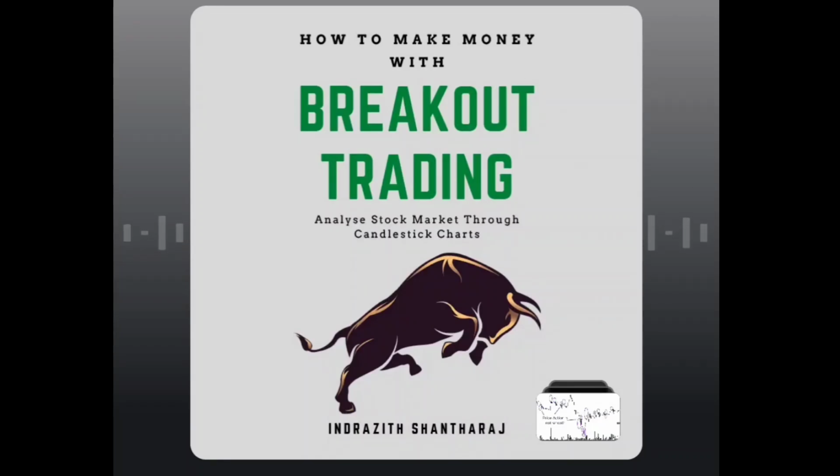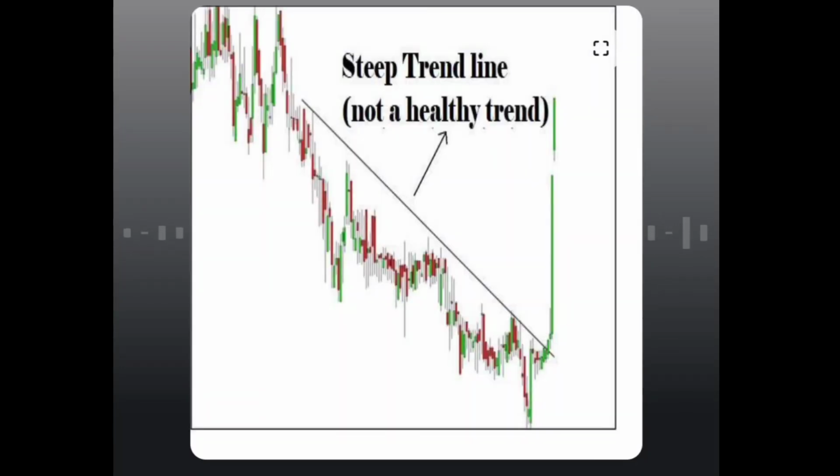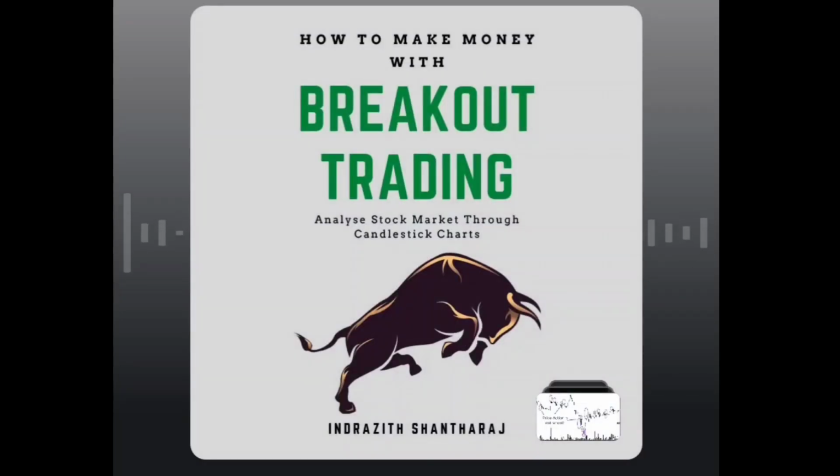Even if the trend line is connected with 3 or more valid points, attempting to take a trade is not a good idea. Image 2.7 shows an example of a steep trend line. It is not a healthy sign of a trend, and most probably this script is the victim of operators.